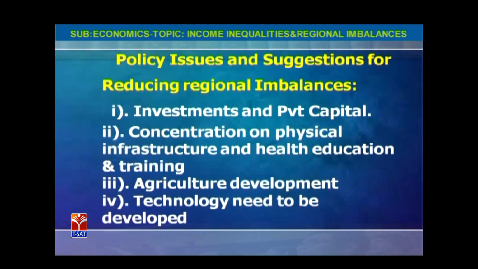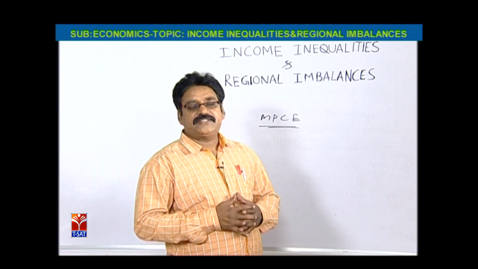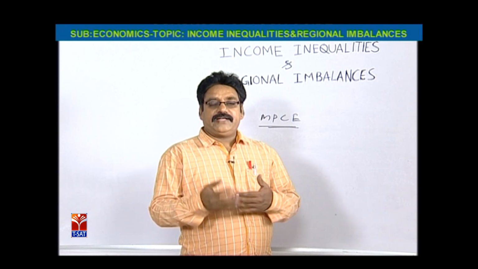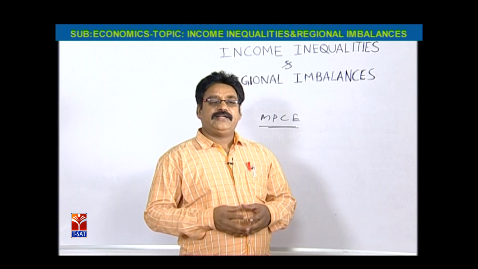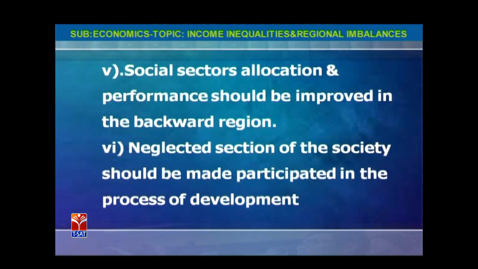Technology needs to be developed in the backward areas. Technology should be concentrated; research and development institutes and departments should be established with the help of those research and development wings. The technology should be increased, and that increased technology should be used in backward areas, so that we can reduce the regional imbalances. Social sector allocation and performance should be improved in backward regions.